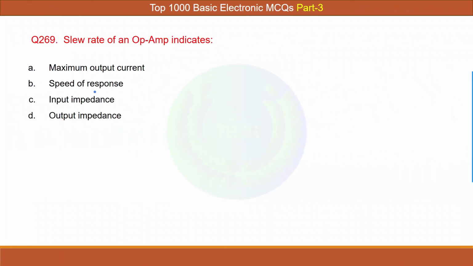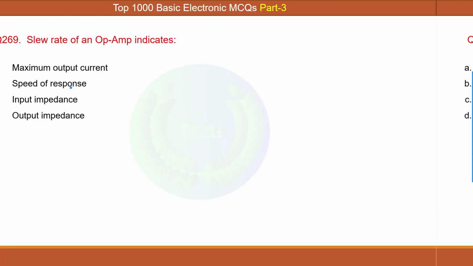Next question, question number 269. Slew rate of an op-amp indicates option A, maximum output, option B, speed of response, option C, input impedance, option D, output impedance. The answer is option B, speed of response.